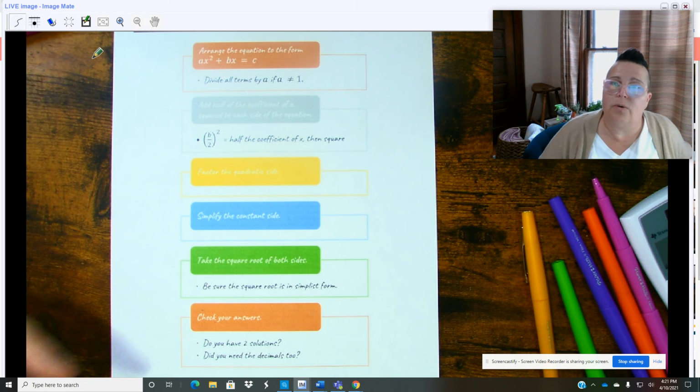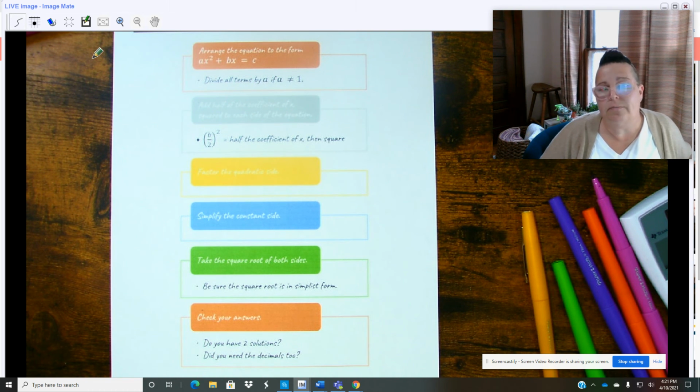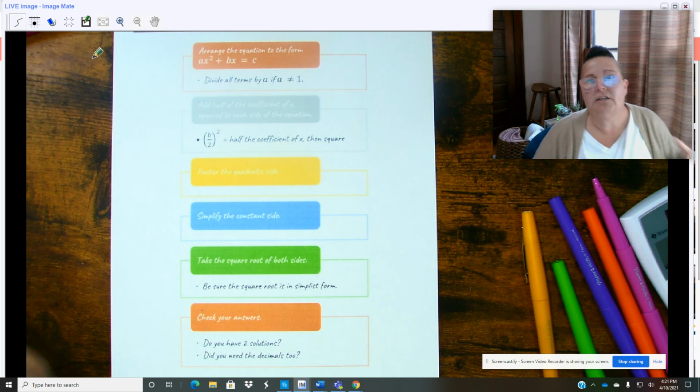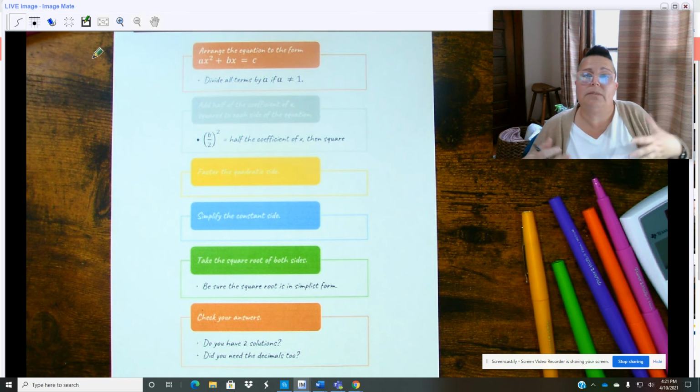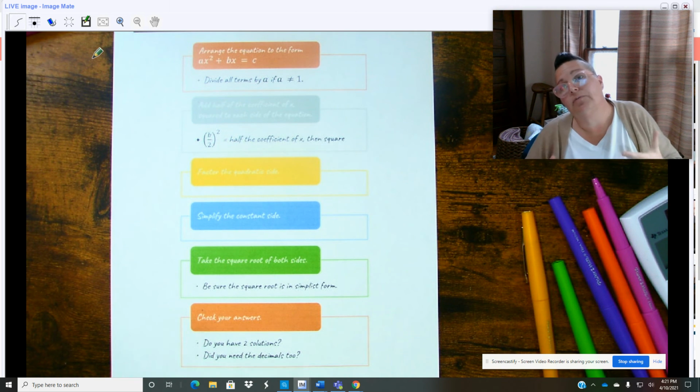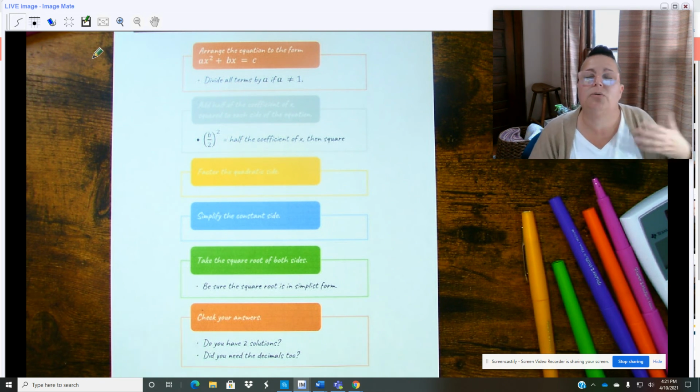We're going to factor the quadratic side. It is a perfect square trinomial, which means it should factor into x plus or minus b over 2, whatever that was. And we're going to simplify the side with a constant. So we're going to go ahead and factor the left side and simplify the right side. Once we've done that, we should be able to take the square root of both sides as we did in 9.1. Then we want to make sure we're using the simplest form of that square root. Particularly when you need exact answers, you want to make sure you're using the simplest form.